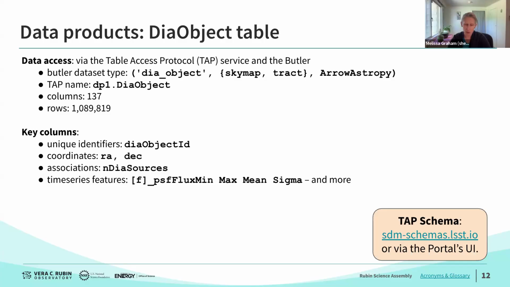So it's not the same sort of flux and time measurement. These are properties of the light curve, properties of the object itself. A few of the time series features are things like the minimum and maximum flux, mean flux, standard deviation of the flux, and a bunch of other things.